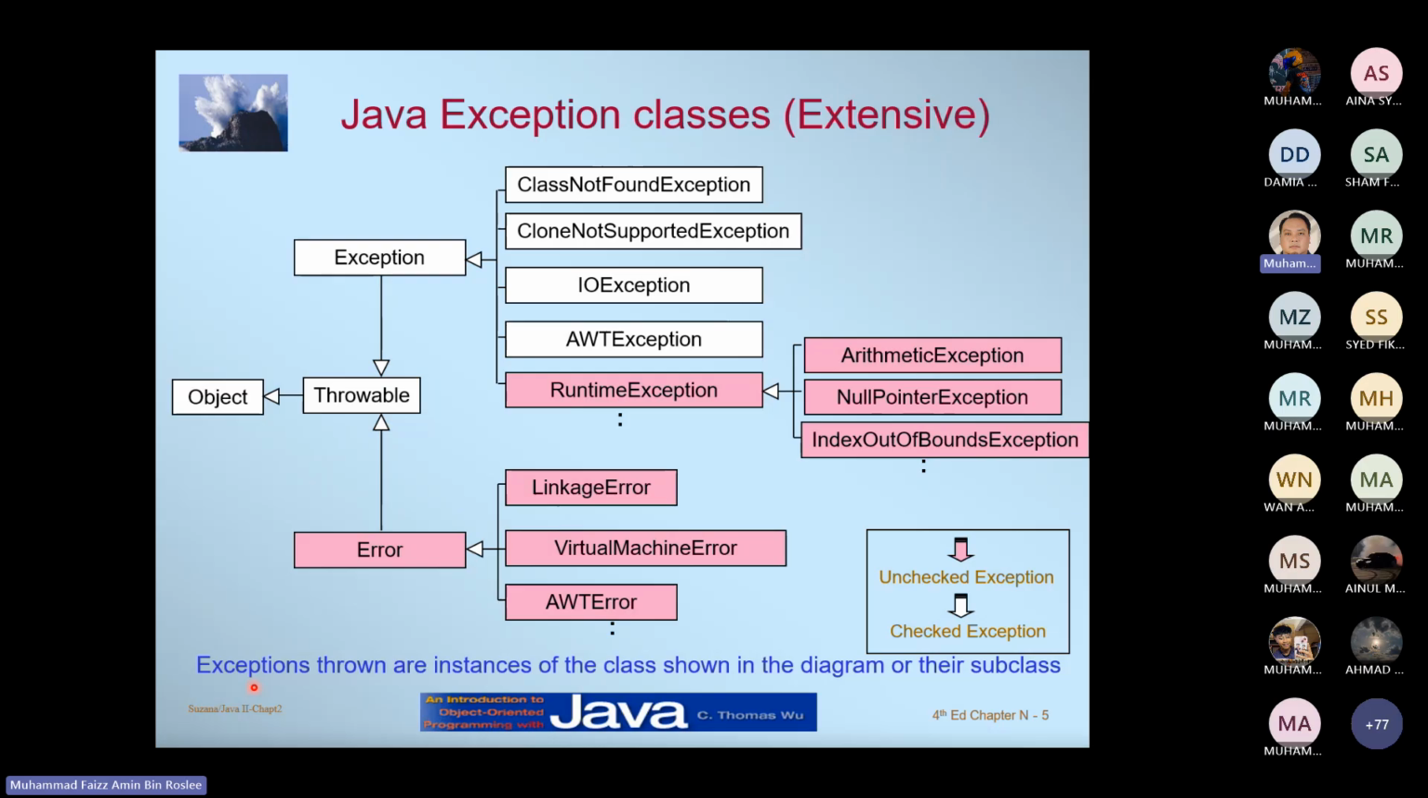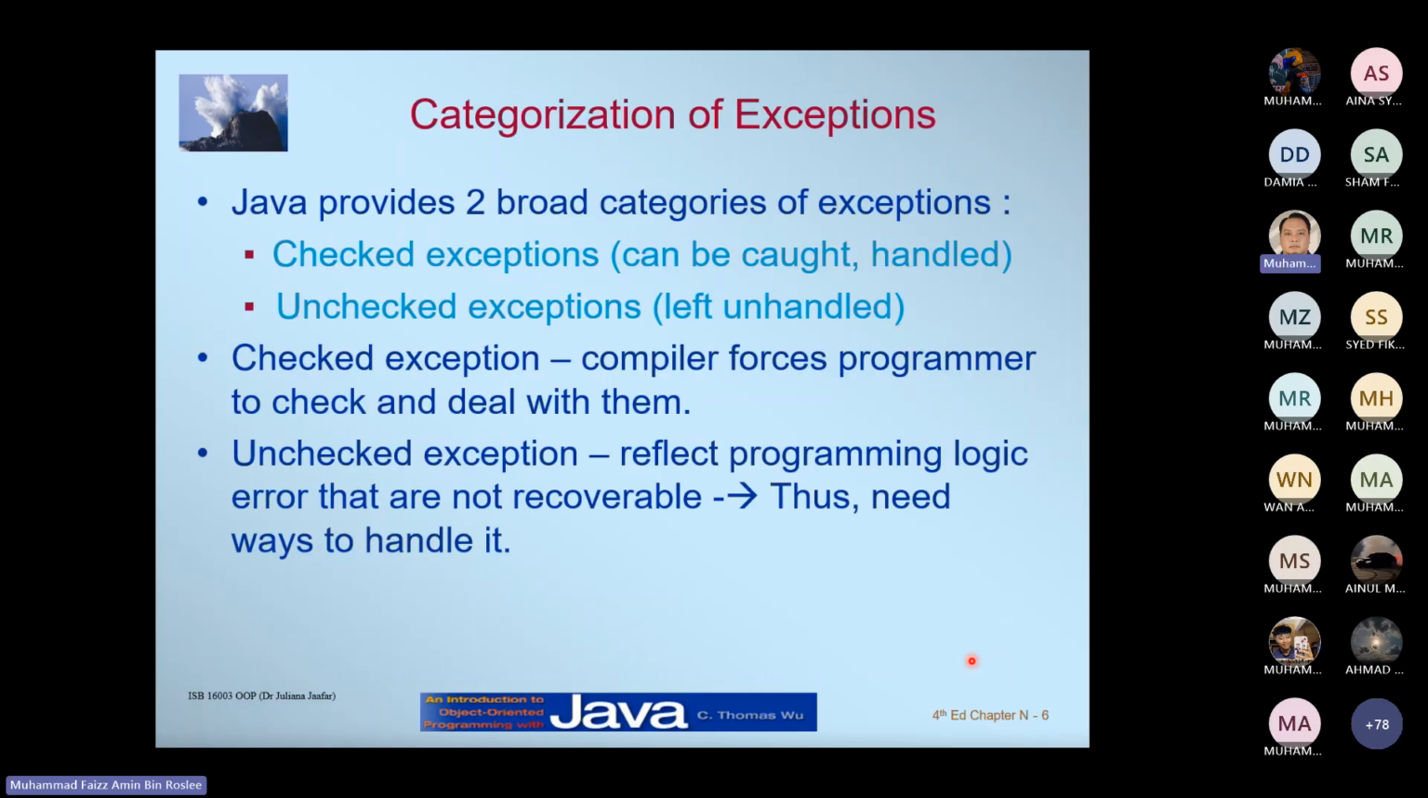Okay, exceptions thrown are instances of the classes shown in the diagram or their subclasses. So notice that there are pink and white boxes in here. The pink ones are unchecked exceptions, and the white ones we call checked exceptions. Right, let's see what the checked and unchecked exceptions are. Let's see what the categorization of exceptions is.